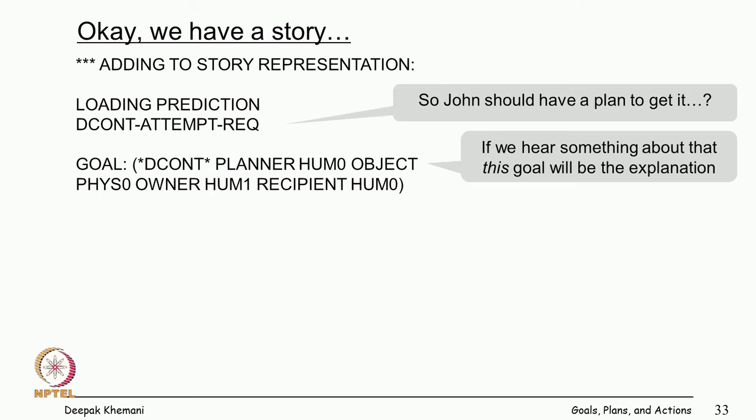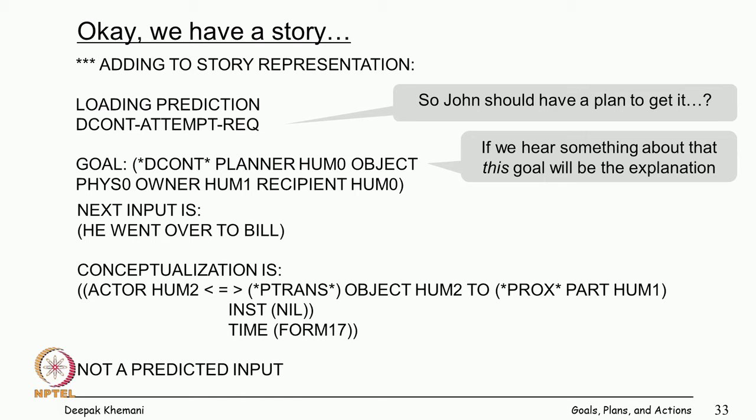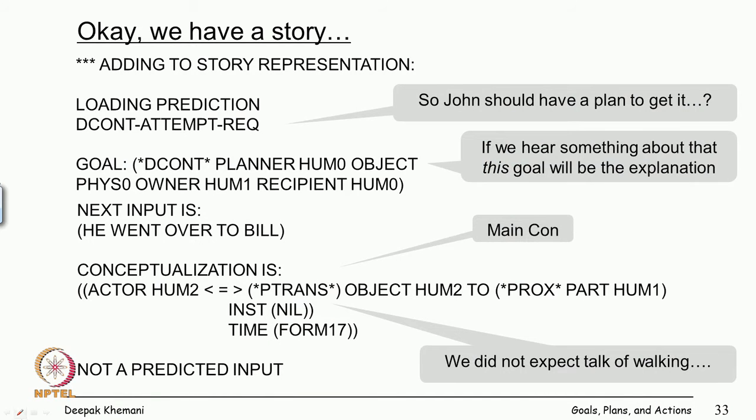So, knowing that John wants a bicycle, Pam creates a prediction that John will have a plan for getting hold of the bicycle. As you can see here, it is loading a prediction. It is saying that we expect to hear about a plan for the bicycle, because we know that John wants a bicycle. So, if we hear about such a plan, then this goal, that John wants a bicycle, would be an explanation for that plan.